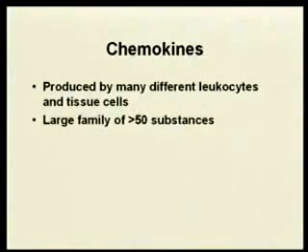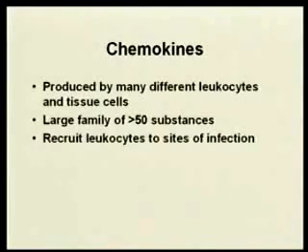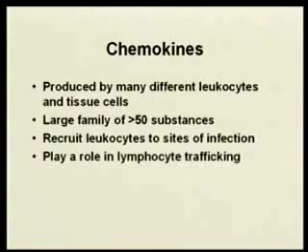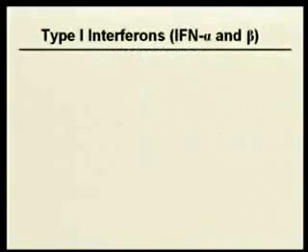Again, chemokines is not just one particular type of substance, but there are actually more than 50 different chemokines so far that have been isolated. We can't talk about all 50, but what we're going to talk about is just the general properties of chemokines. Again, chemokines will recruit leukocytes to the site of infection. So the primary role of the chemokines is to tell cells to come to the site of infection. And that's, again, said here. It plays a role in the trafficking of lymphocytes.